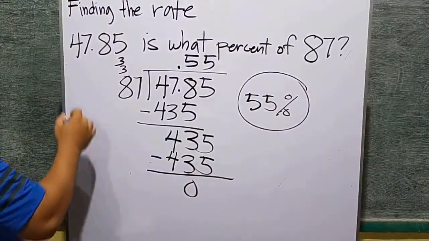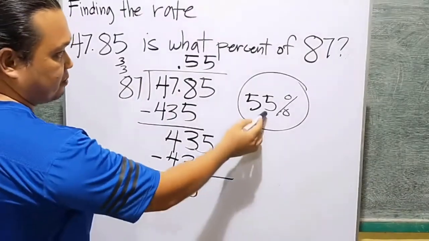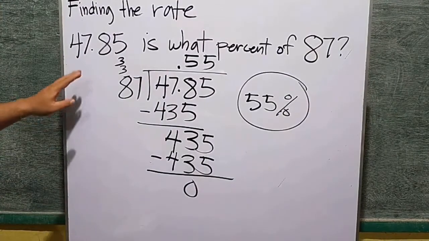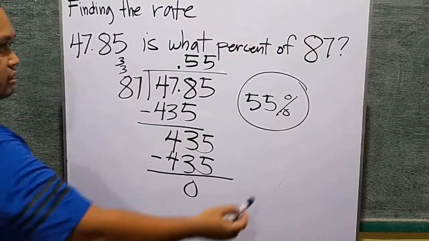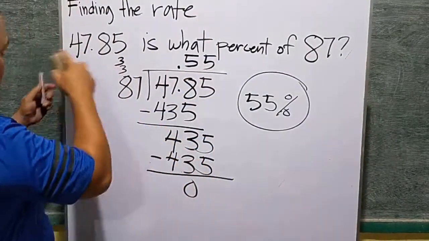So 47.85 is 55% of 87, that's our answer. Let's divide the percentage by its base. Let's have some more examples.